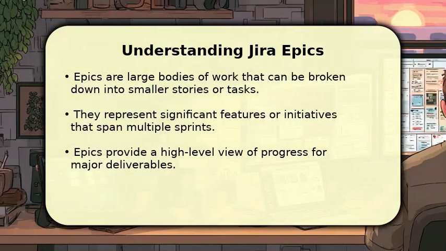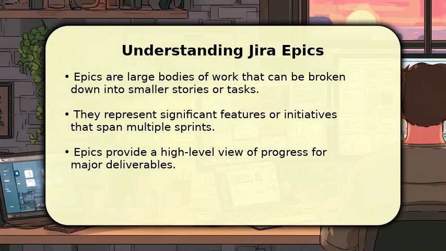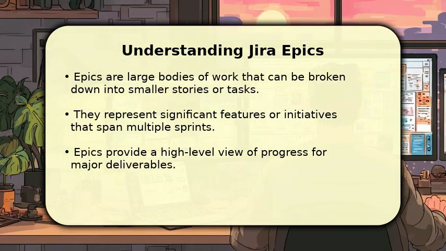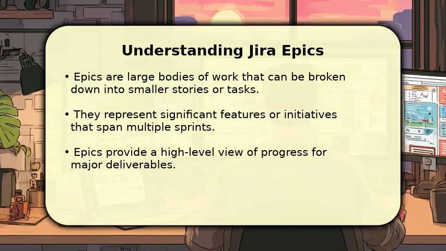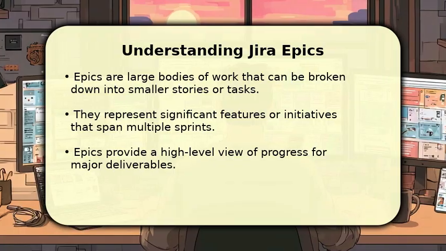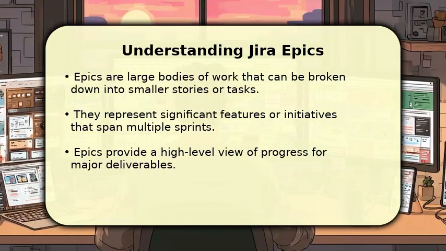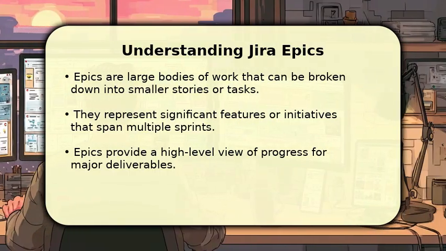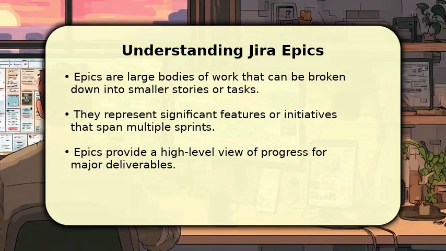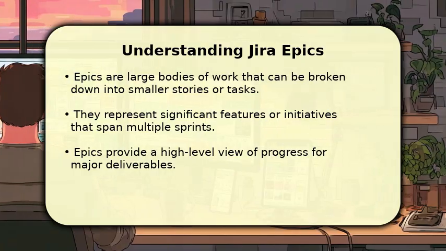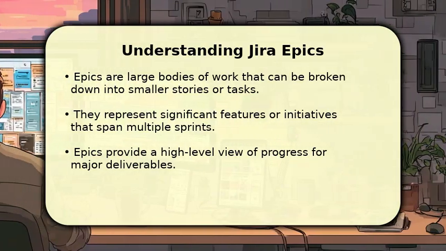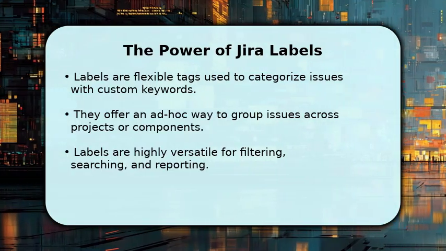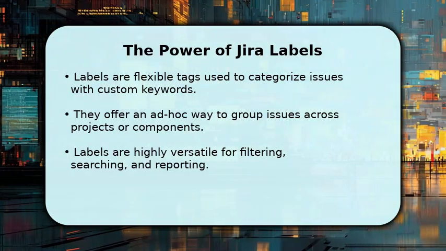Epics are large bodies of work, representing significant features or initiatives that often span multiple sprints. They act as containers for smaller stories or tasks, providing a high-level view of progress for major deliverables. For instance, a new product launch could be an epic. Importantly, an issue can only be linked to one epic at a time, ensuring a clear hierarchy and focused tracking of major efforts.